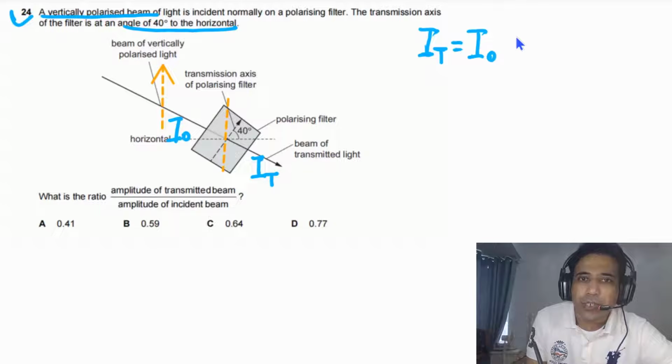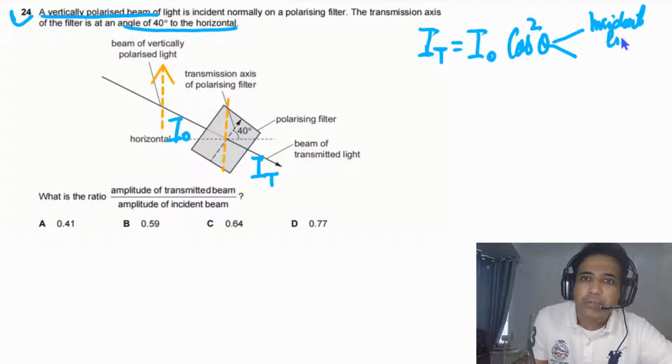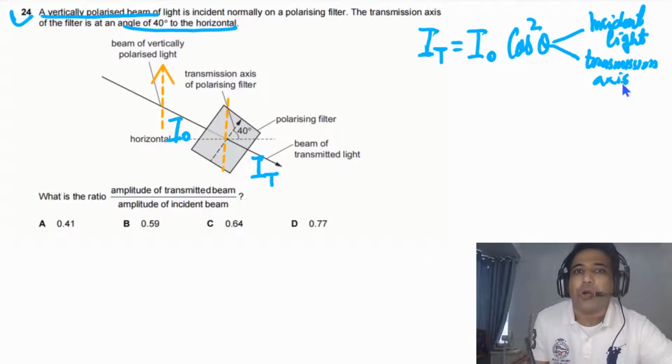So IT is equal to I naught times cosine square of theta. And theta is the angle between incident light and transmission axis. Very important one. This is the point you need to understand. So this is the main point.